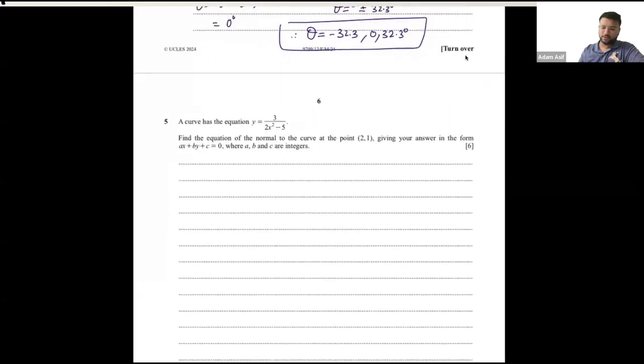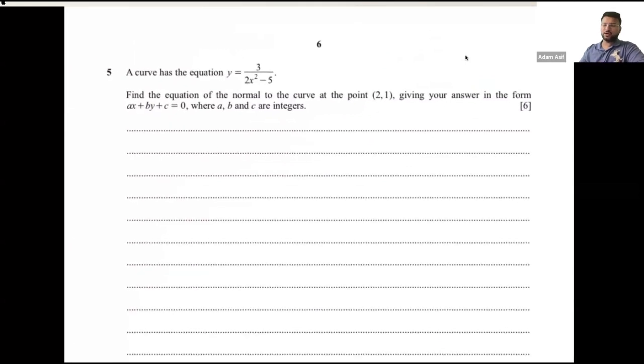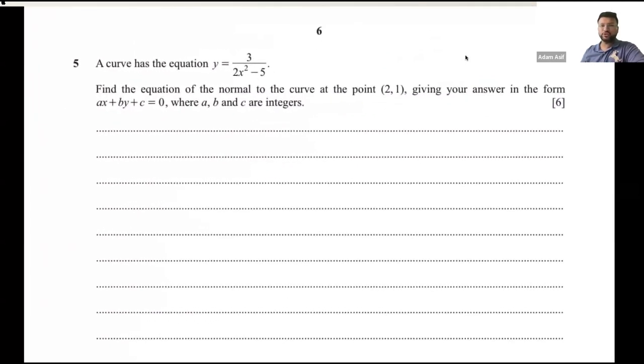Okay. Question number 5. A curve has the equation y equals 3 upon 2x square minus 5. Find the equation of the normal to the curve at the point 2, 1, giving your answer in the form of ax plus by plus c equals 0, where a, b and c are integers. So we need to find the equation of the normal to the curve. Once I have the equation of the curve, how can I find the gradient of the curve at this point?